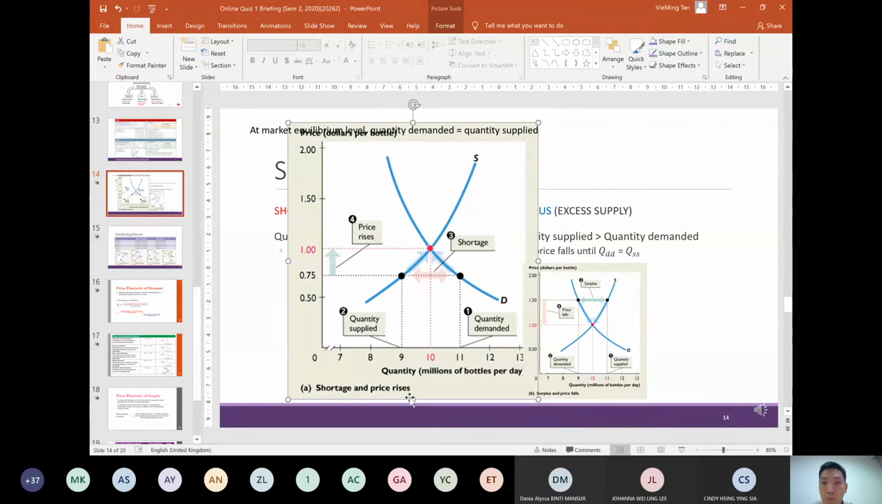All right, so at the market equilibrium point, this is for drinking water, bottled water. You may find that the quantity demanded and supplied is equal to 10 million bottles per day. This level is called the market price level, and this is the equilibrium quantity level.